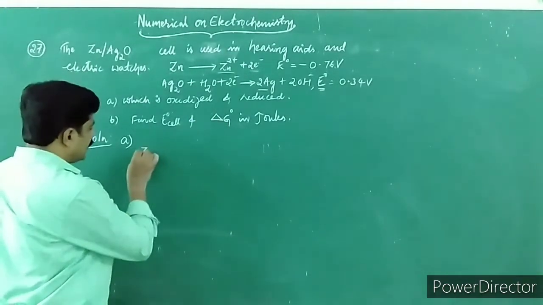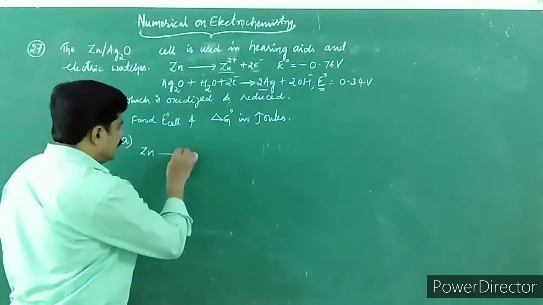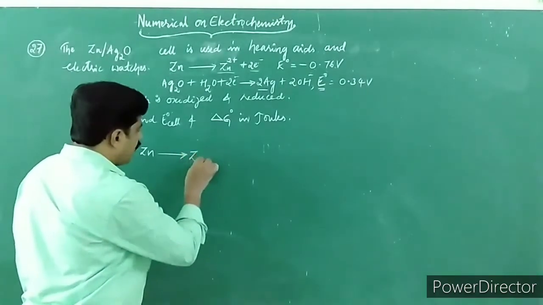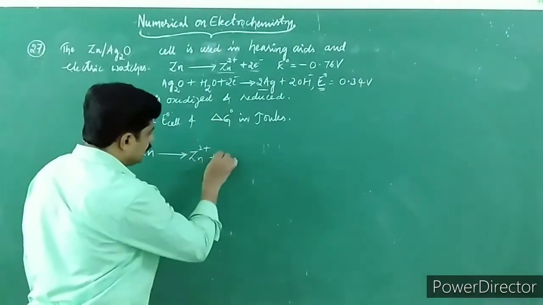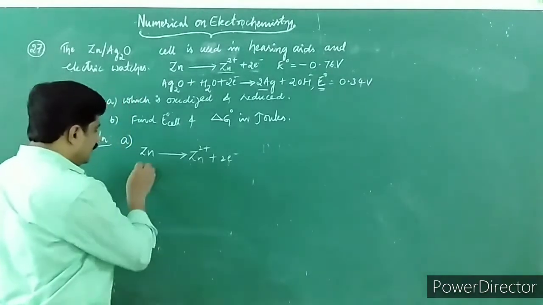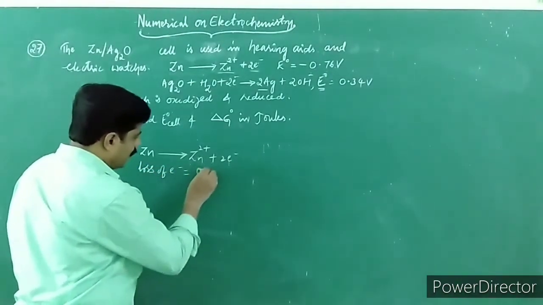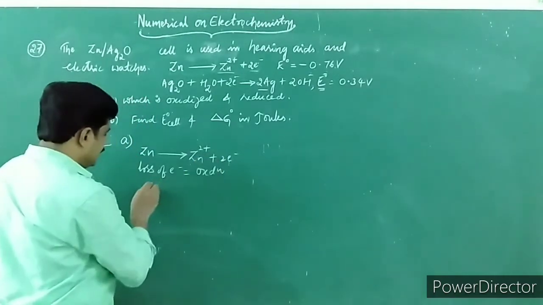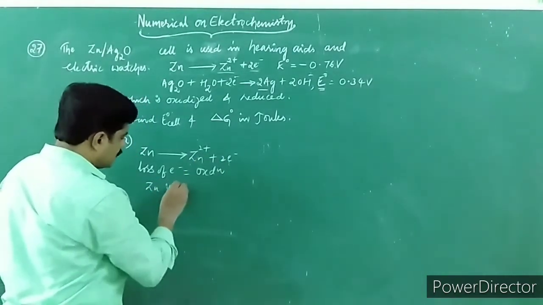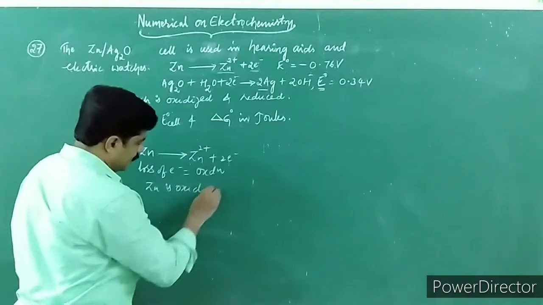Children, look here. Zinc loses electrons and forms Zn2+ ions. Is it not? Now you know that loss of electrons is called what? Oxidation. That means zinc is oxidized. Hope you got it.